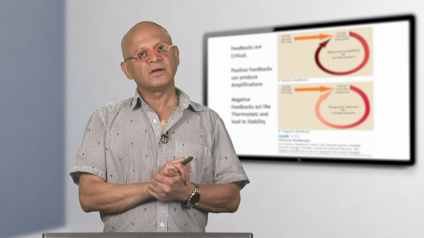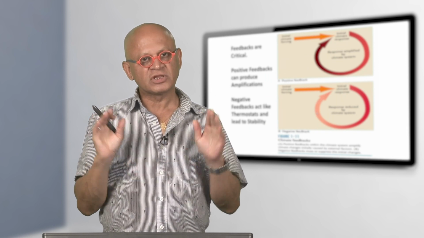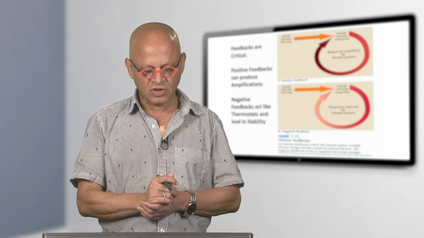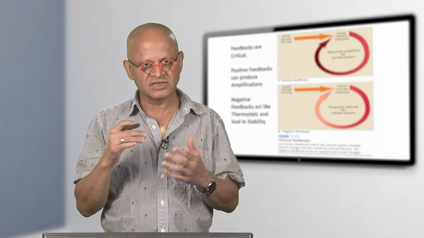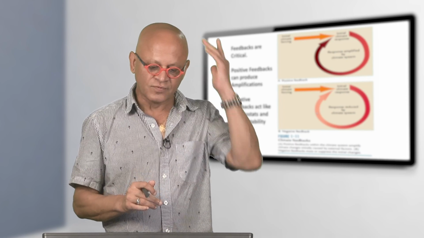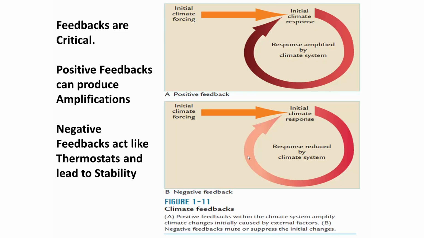Let's take a look at a couple of possible amplifications of feedbacks. We said there are potential feedbacks in the system. What do they do? Let's take an example of a climate response to some initial climate forcing. Let's say it is caused by changes in the amount of energy coming from the sun.